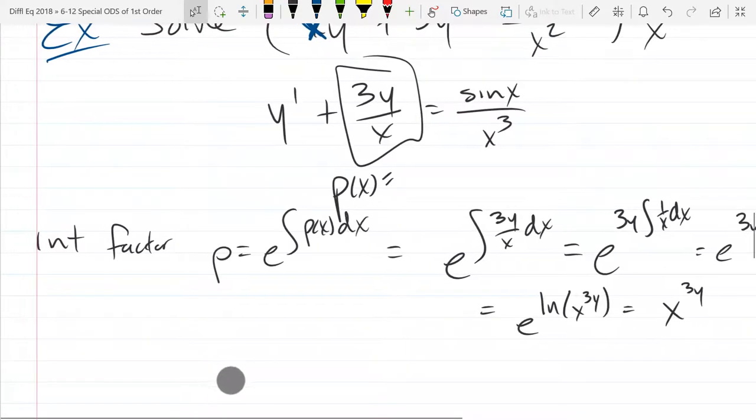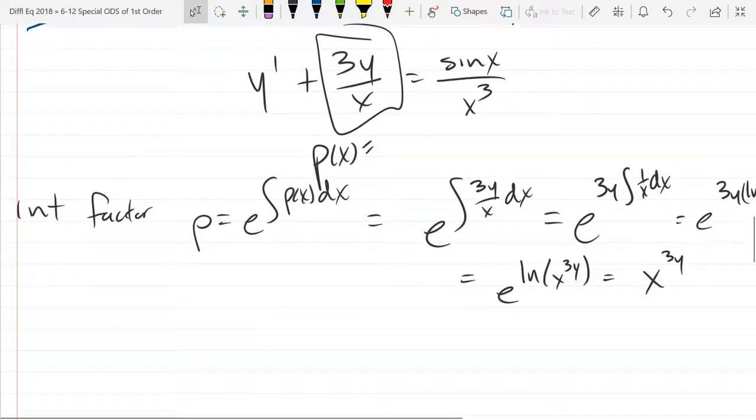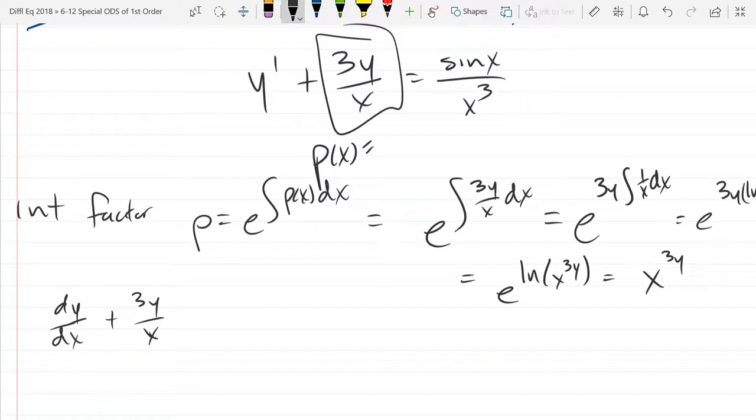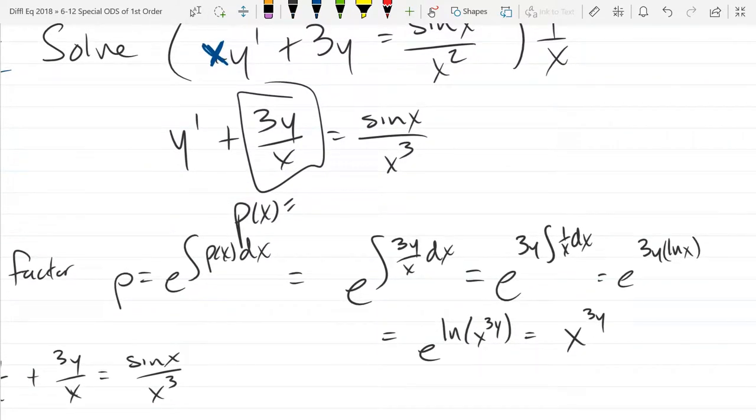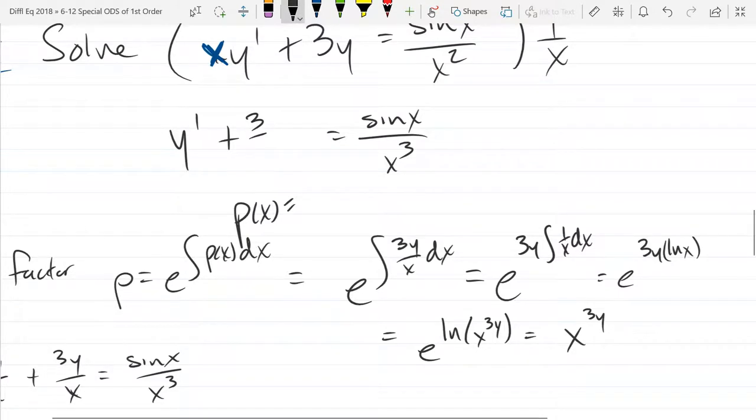So let's bring that back. We're going to multiply everything by that. So I'm going to write it in dy dx form now, plus 3y over x. P of x is the 3 over x, not including the y. Oh, no. Yeah, I think you're absolutely correct. I circled too much. All right, so I should have written this 3 over x times y. Should have written it like that. And that's our P of x right there. So P of x is just 3 over x.